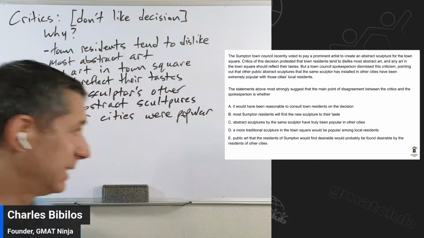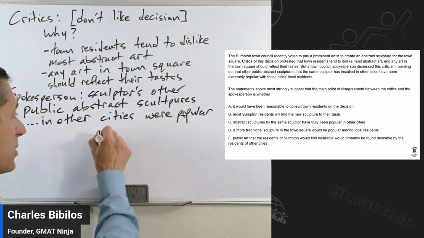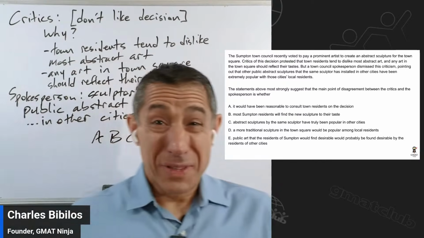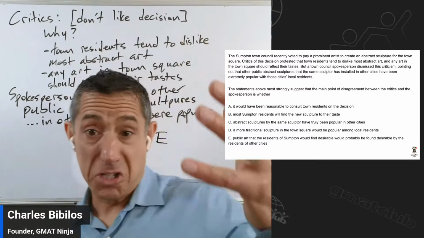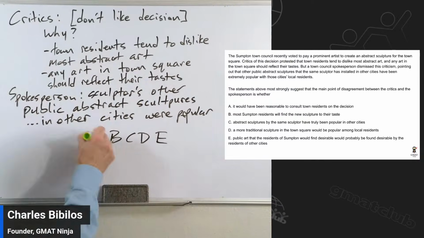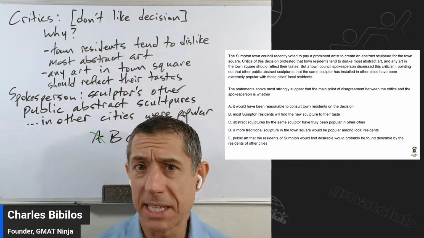Is it, A, it would have been reasonable to consult town residents on the decision. So we're looking for something that they would disagree on. We don't know that the spokesperson would disagree with this. The spokesperson is just saying, no, everybody else likes it. So do they disagree that it would have been reasonable to ask residents? Not necessarily, no.